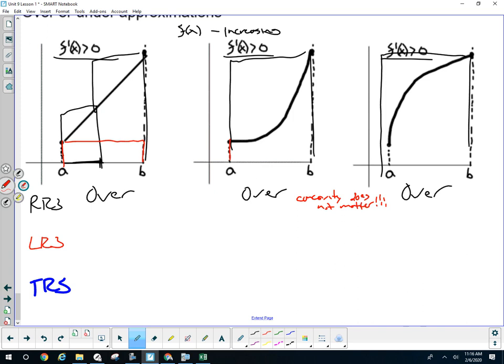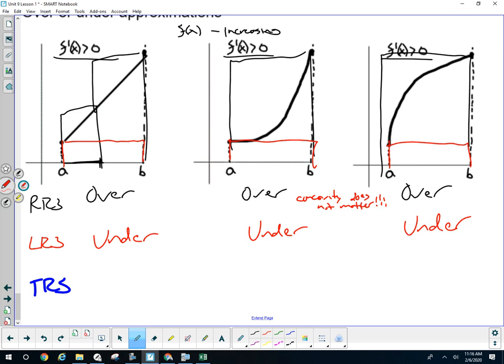The left is definitely under for all three of these. If you use the leftmost point of an increasing function, the leftmost point is the least value, so these are going to be under, regardless of concavity. Now, left Riemann sum, right Riemann sum, consistent for increasing functions.